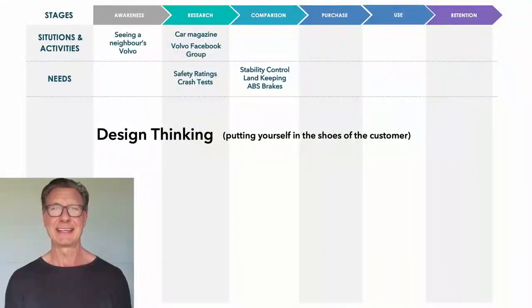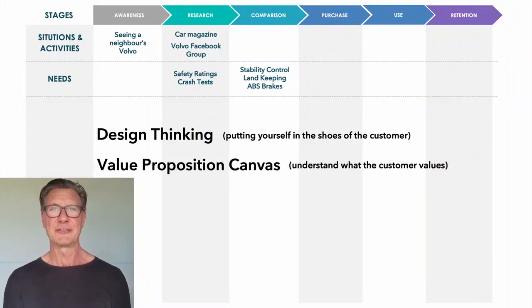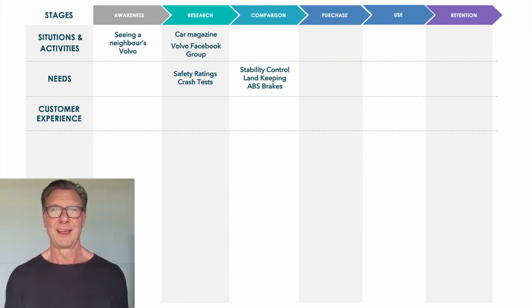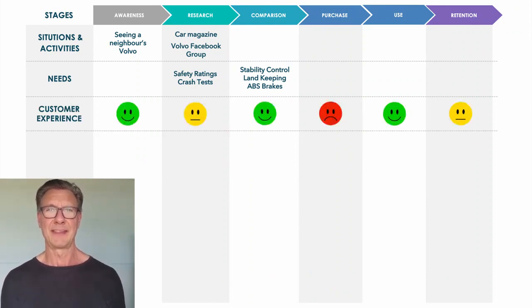There are two tools and techniques I use to unpack customer needs: design thinking and the value proposition canvas. And I will make future videos on these, but for now I put some links in the description below the video. The fourth layer is the customer experience, which models how well the customer needs are met.